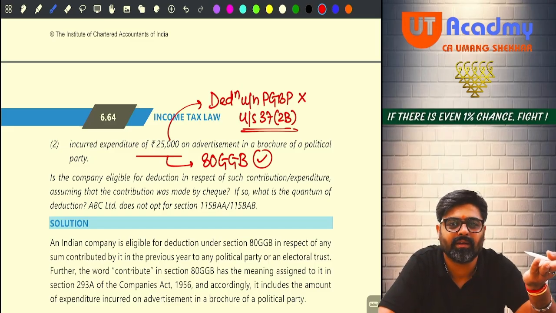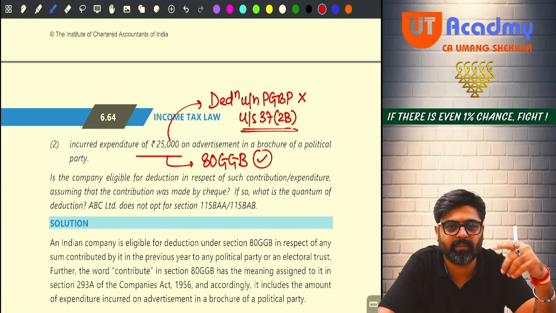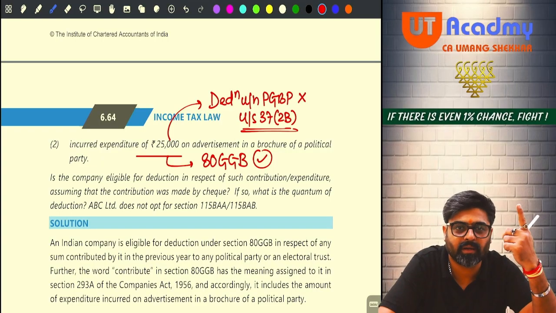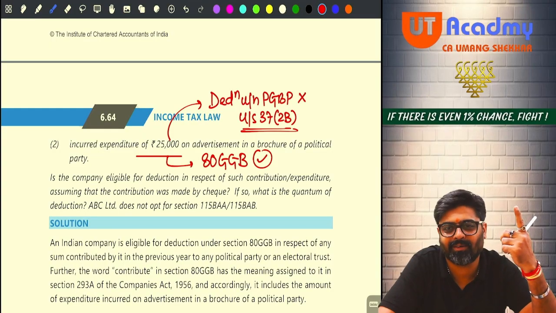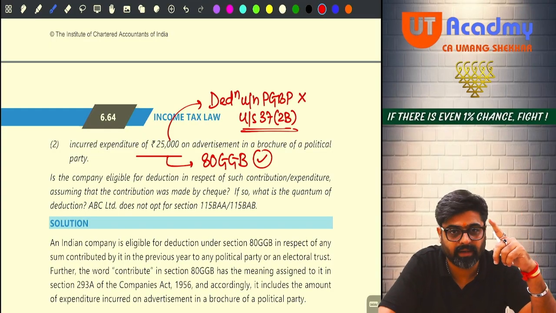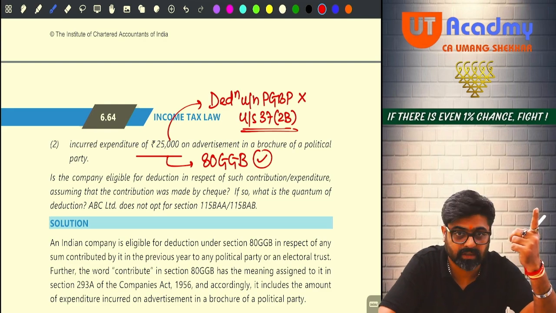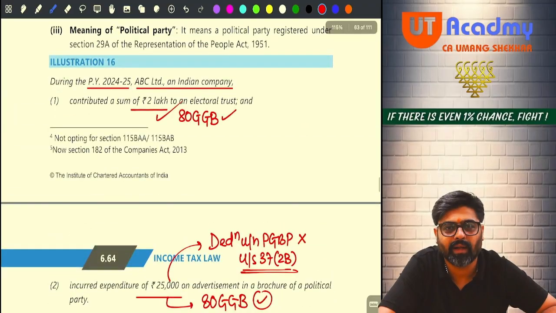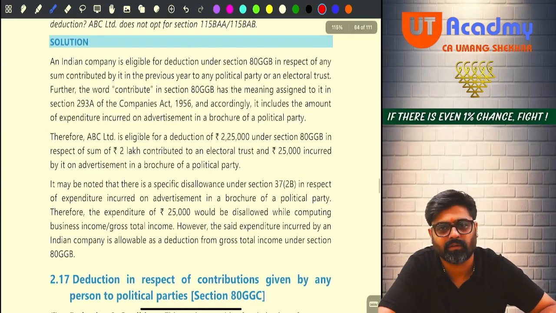And if it is a contribution made by you to the political party, it has to be considered under 80GGB and not to be treated as your PGBP expense. It will be disallowed under section 37(2B). Yes or no? So how much will be your deduction under 80GGB now? This 25,000 and 2 lakh, total 2 lakh 25,000.